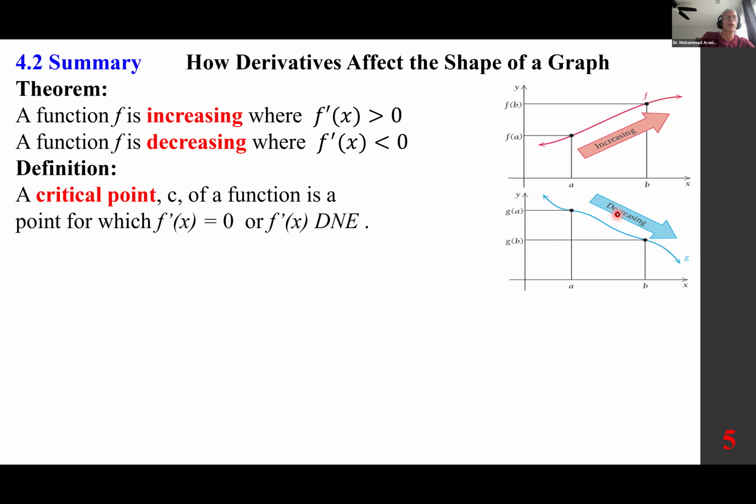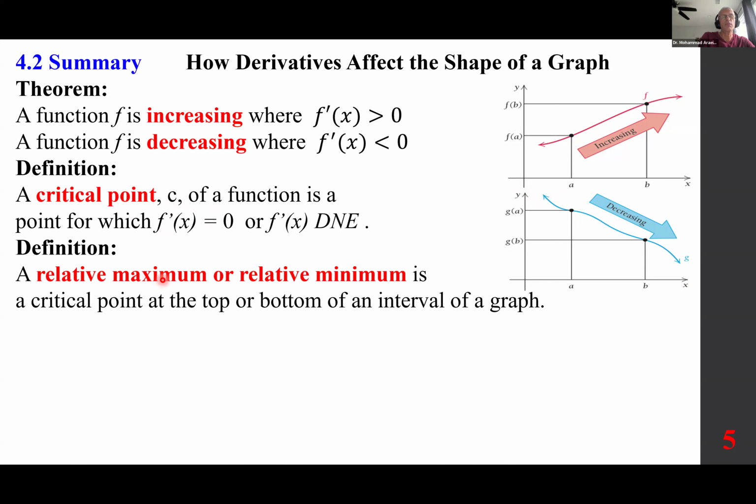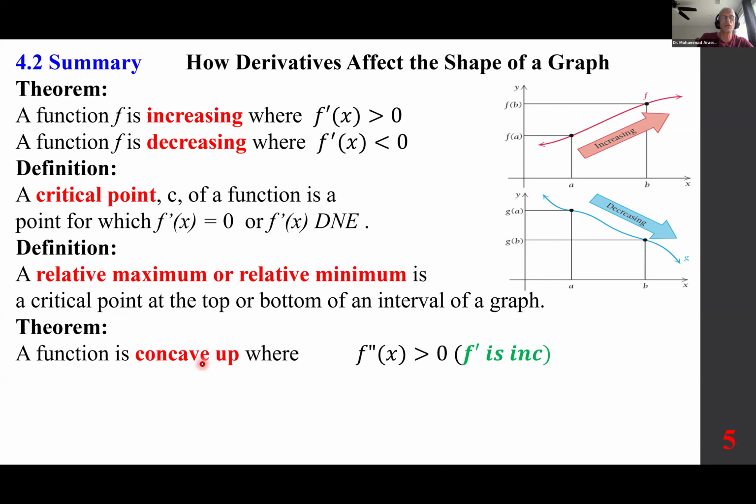decreasing. A critical point, as it was mentioned, c of a function is a point for which f prime is either 0 or does not exist. A relative maximum or relative minimum is a critical point at the top or bottom of an interval of a graph, peaks and valleys. A function is concave up where f double prime is positive.